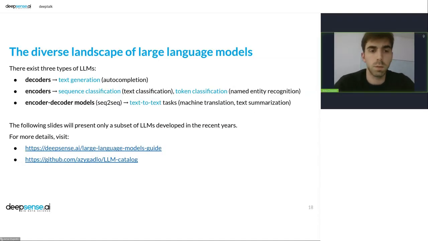There exist three types of LLMs. The one that I already described are the so-called decoders, which are capable of text generation or auto-completion because they are trained to predict what the next token should be. Another type are encoders, which are well suited for classification tasks, both text classification and single token classification, for example, named entity recognition. The third type, a more complex architecture, is the so-called encoder-decoder or seq2seq, which combines both an encoder and a decoder. And these are suitable for text-to-text tasks, such as machine translation or text summarization, in which one text is converted into another text.